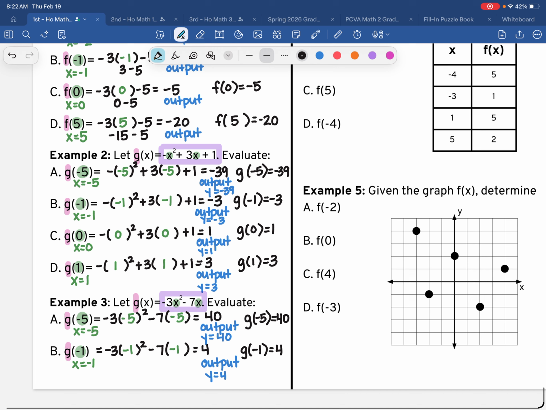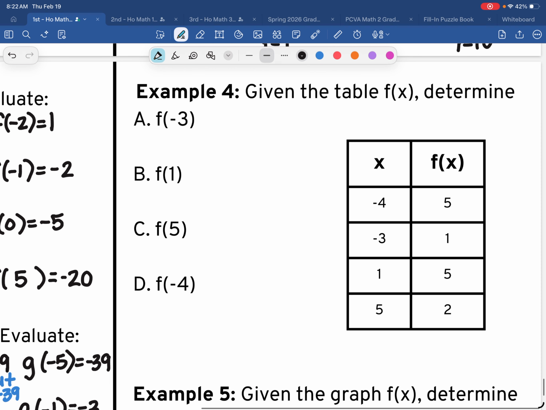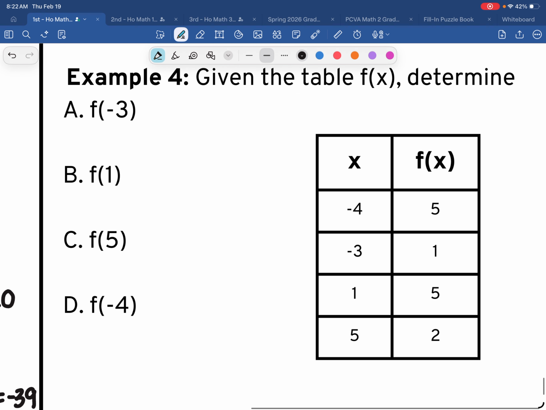All right, so the last thing that we're going to do is look at some tables and a graph. So it says the table is labeled by saying that this table is f of x. So f of x, remember, is the same thing as the output. So if this is the output, that means that this is y, and my x is my input. Okay?